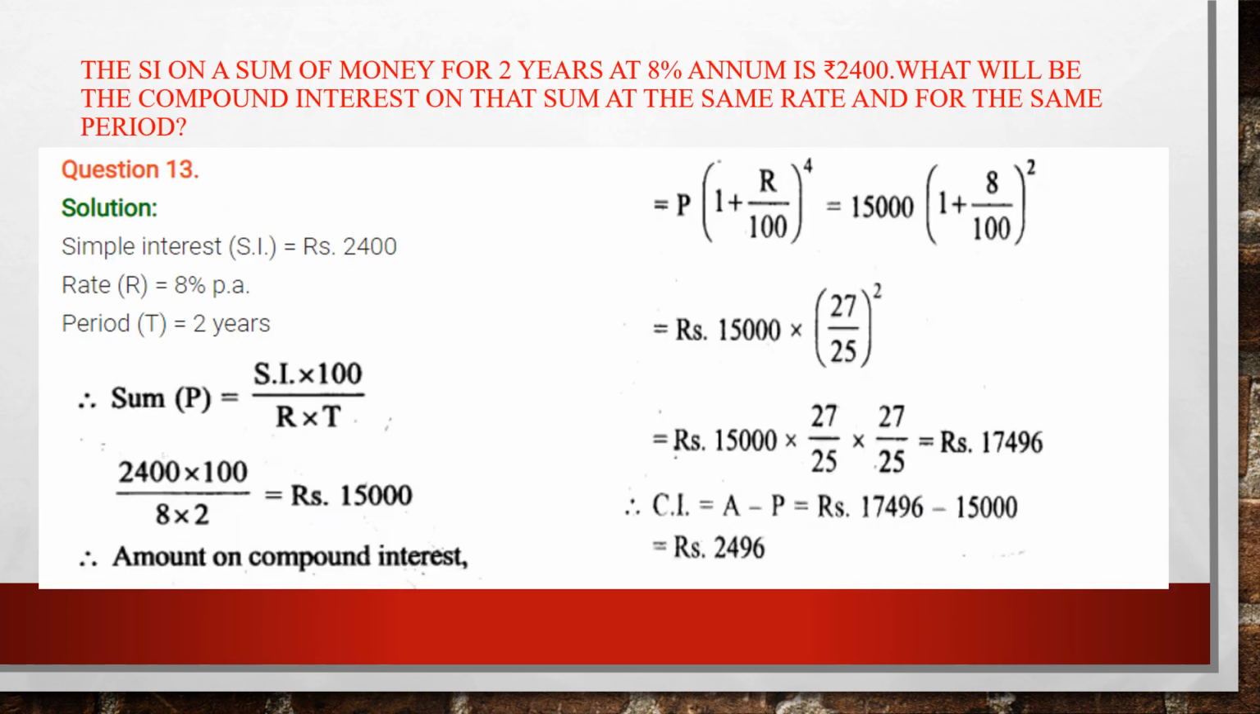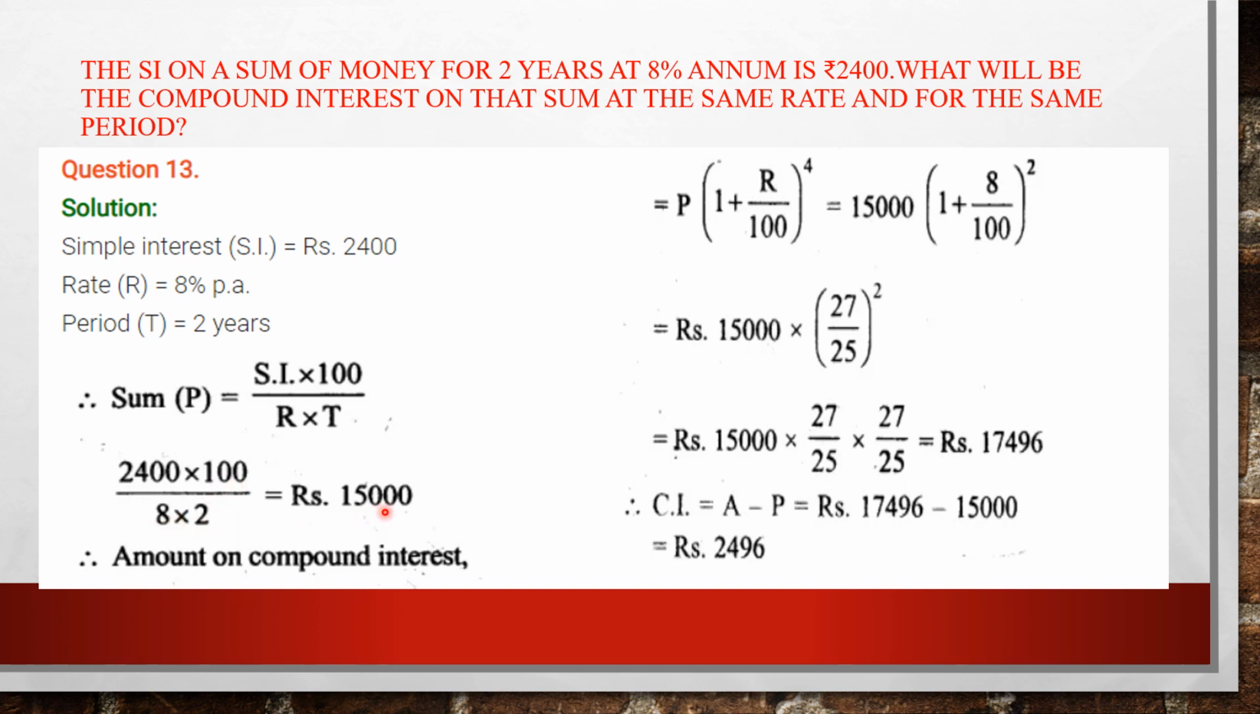The simple interest on a sum of money for 2 years at 8% per annum is 2400. What will be the compound interest on that sum at the same rate and for the same period? Simple interest is given, rate is 8%, time period is 2 years. So, simple interest equals P into R into T by 100. Here simple interest is given, so we can calculate the principal amount. So principal amount equals simple interest into 100 divided by R into T. So we get 2400 into 100 divided by 8 into 2, that is equal to 15,000.